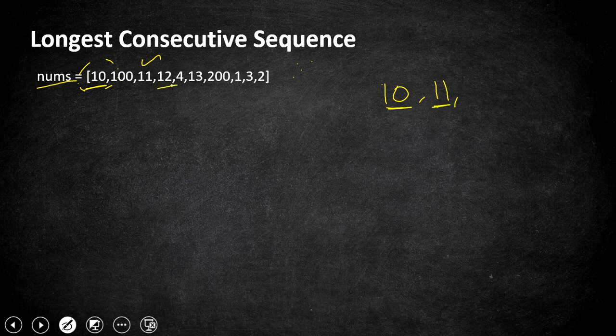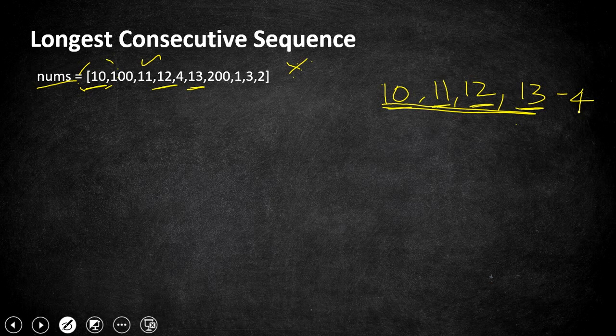Yes, 12 is available. So we add 12 and again check whether the next element to 12 is available. Yes, 13 is also available, so we add 13 to the list. Now we check whether 14 is available. No, 14 is not available. So here this sequence ends and it is of length 4.